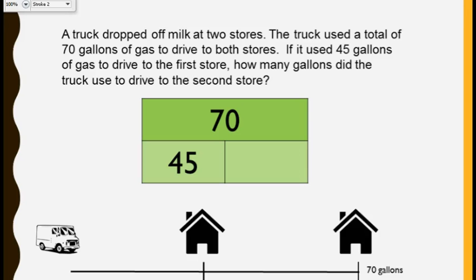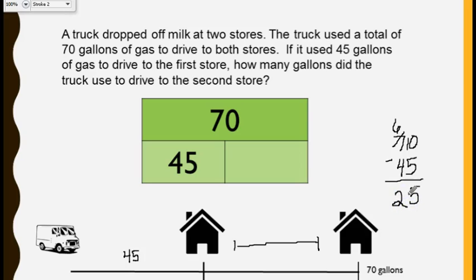Okay, so let's go back to our picture here. If we know this was 70 gallons total and this part was 45, then I can just do a simple subtraction to find this section that's left over, right? We need to know that. So I'm going to do my subtraction, and I'm left with 25. So that is the part that was missing. And we have our answer. All right, so let's try another one.